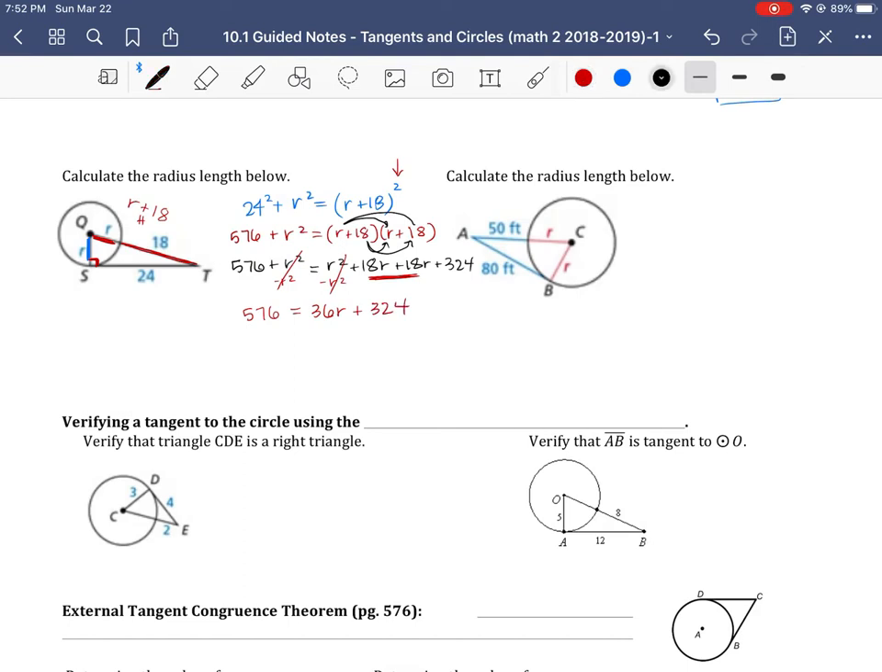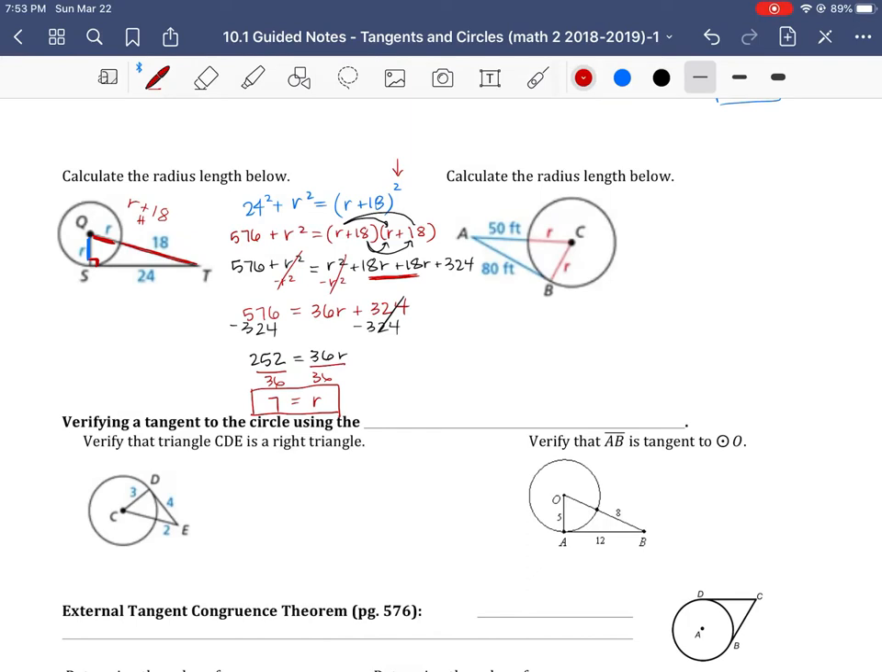Now, there's no more r squared, so we don't have to FOIL, quadratic formula, nothing. We just need to get r by itself, so I'm going to subtract the 324 to this side. If you subtract that, you end up with 252, and we still have 36r on this side. Now again, it's being multiplied, so we just divide by 36. r is equal to 7. And again, that's the radius length. It was asking us to find the radius length.